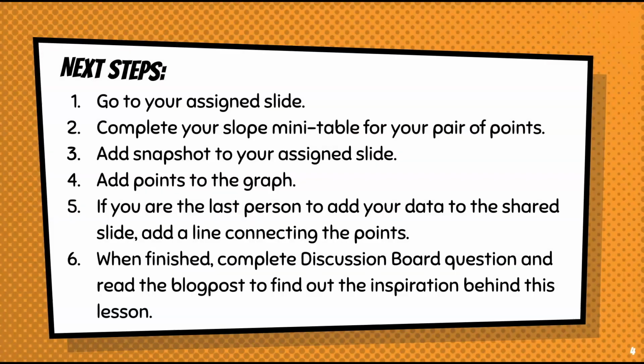So your next steps, you will go to your assigned slide and complete your slope mini table for your pair of points. You will add a snapshot to your assigned slide, so a snapshot of your slope mini table, and then you will add points to the graph. All of the points will be on the slide already, and they are color-coded. You will just have to drag your points to their correct locations.